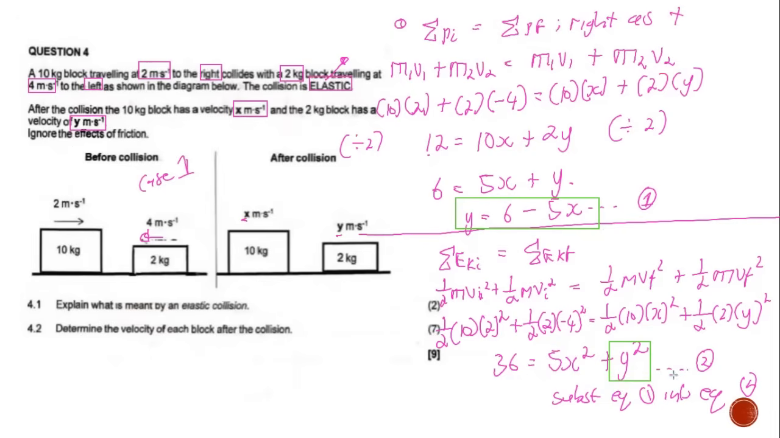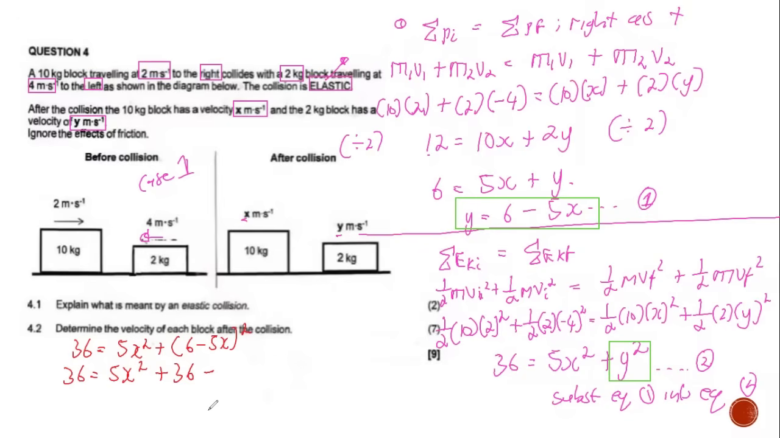So note that there I have y squared. So I have to put that whole expression in and then square it. So I have 36 is equals to 5x squared plus, in bracket, 6 minus 5x and then square, which I have to expand. So 36 is equals to 5x squared, and then if I expand here, this is going to be 36.